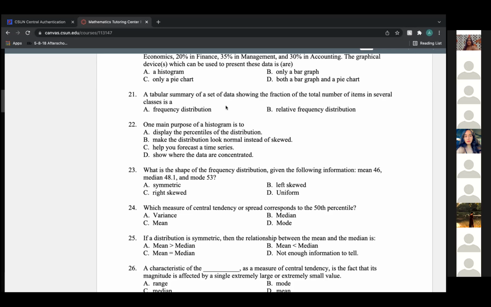Yeah. So the summary of the data showing the fraction of the total number. Well, relative frequency is about percents. It's about fractions, 20% this one, 30% that one, 18% that one. The frequency says how many? That's not a fraction, that's the total amount. So B, fraction.